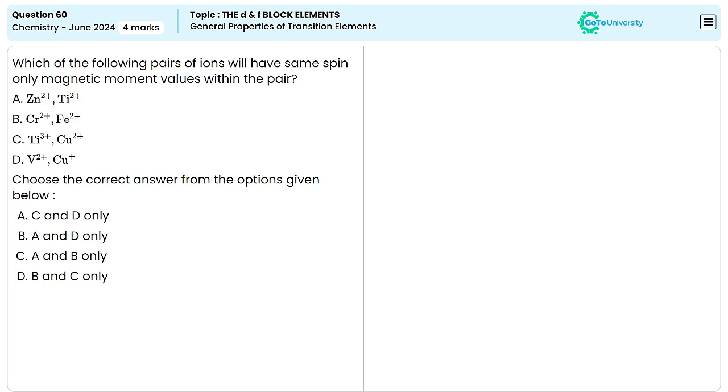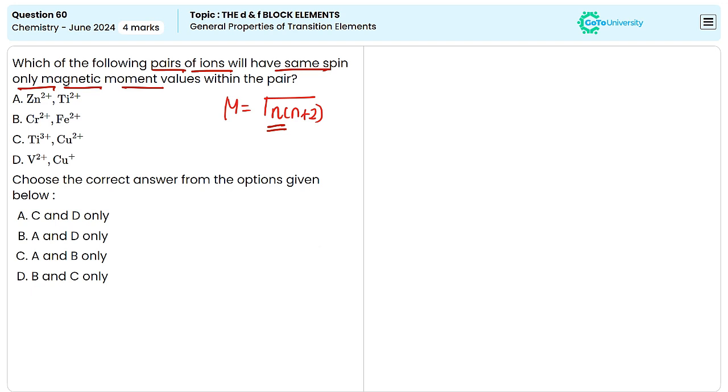In this question, different pairs of transition metal ions are given. We have to identify the pair which has the same spin only magnetic moment values. We have the equation to find out the spin only magnetic moment, that is mu is equal to root of n into n plus 2.